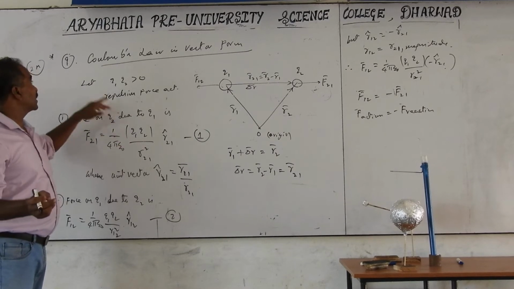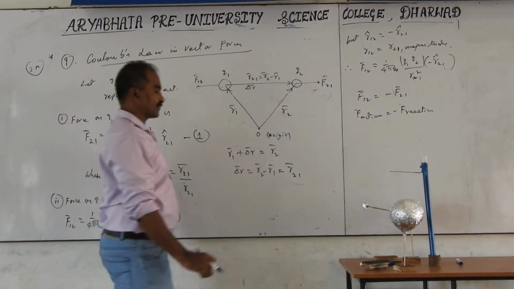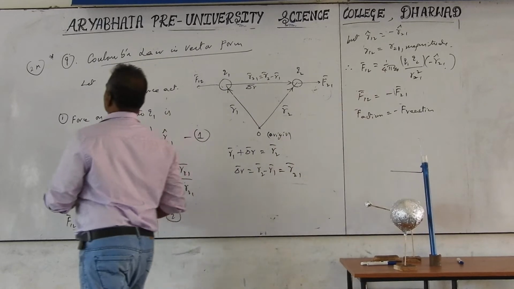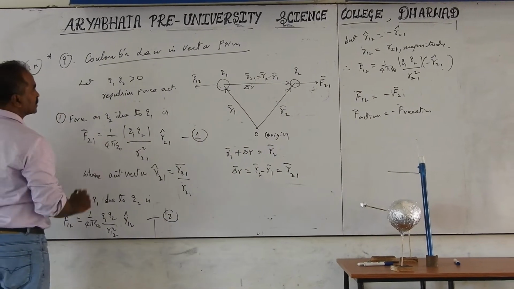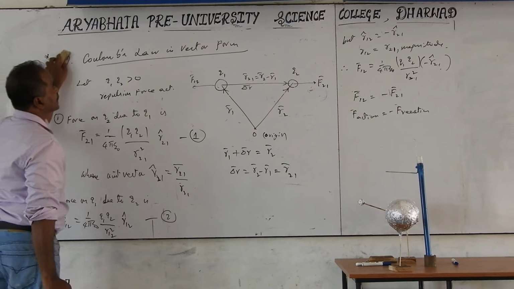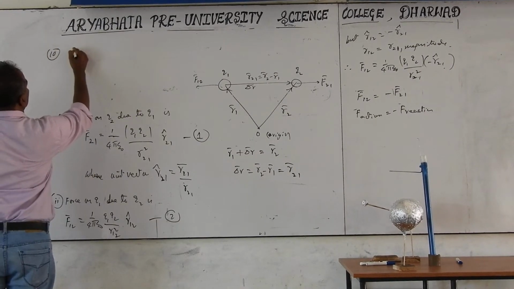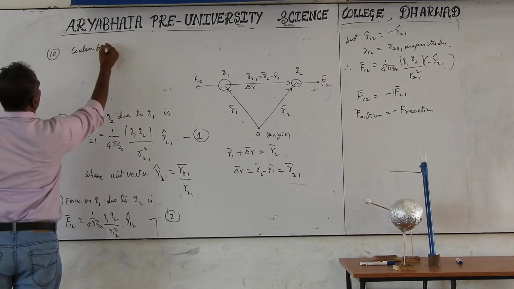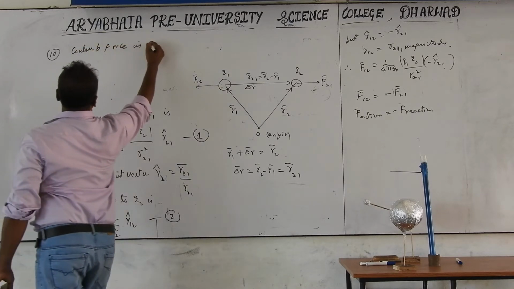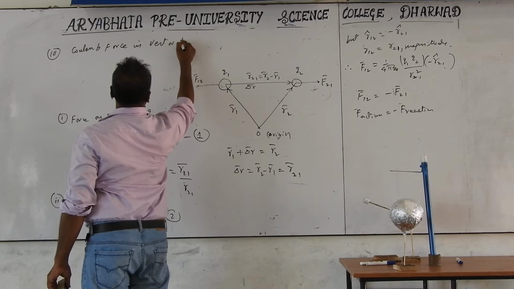Then we take the next point related to that. From this vector form, we write the expressions for attraction and repulsion with diagrams. Coulomb force in vector form.